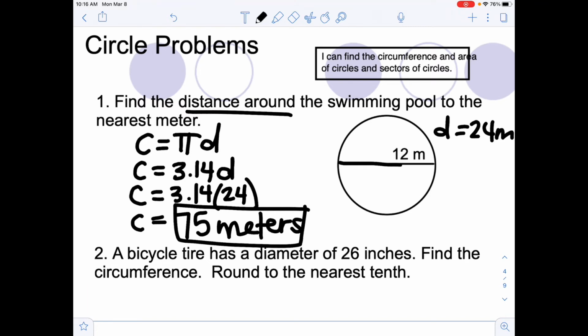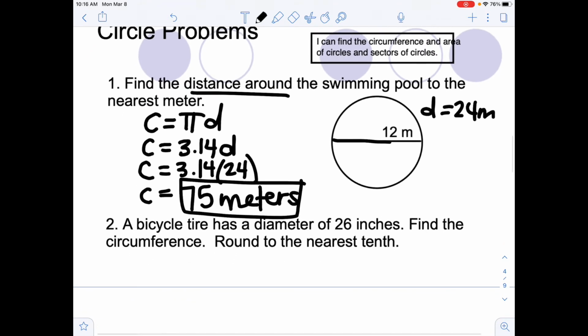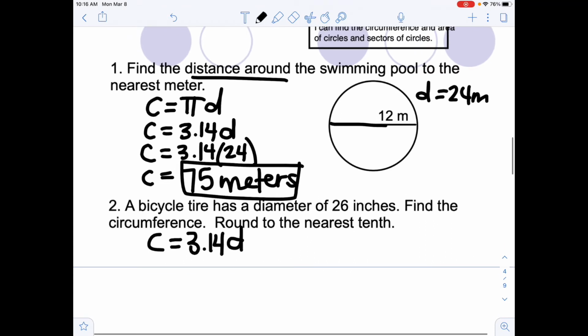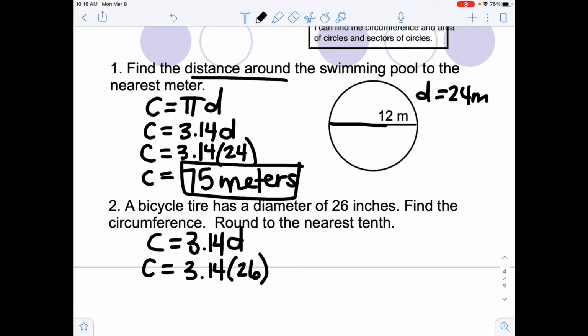The next problem says a bicycle tire has a diameter of 26 inches. Find the circumference, round to the nearest tenth. So circumference is pi times diameter, 3.14 times diameter. I know my diameter is 26, so I'm going to rewrite this as 3.14 times, plugging in 26 for D. And then in my calculator, 3.14 times 26, rounded to the nearest tenth, would be 81.6. And then my label would be inches.